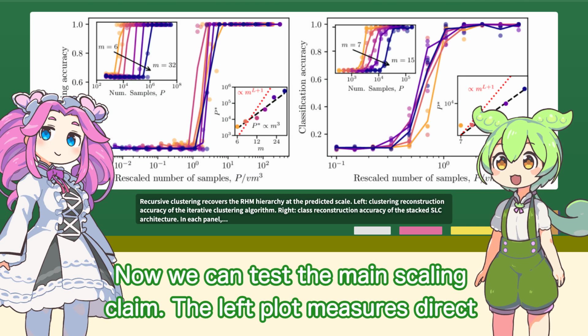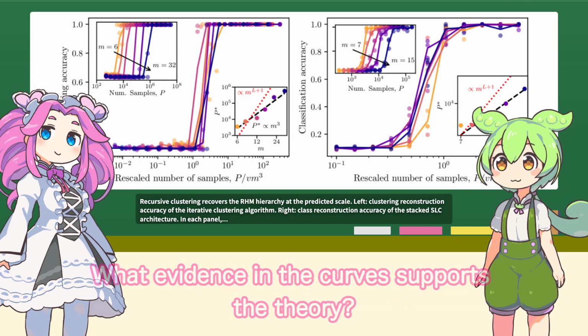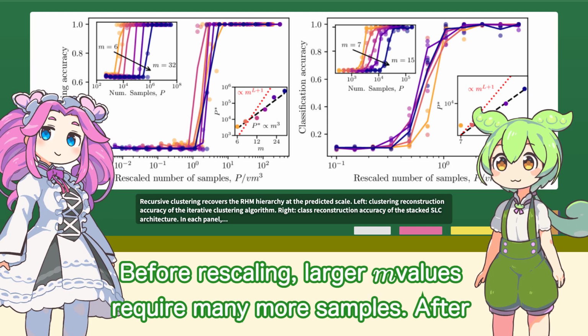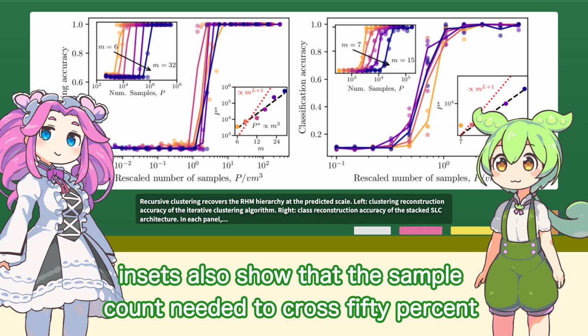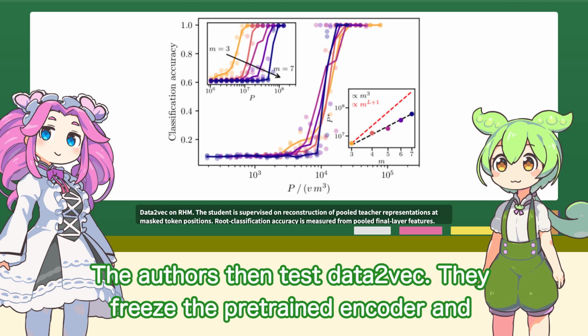Now we can test the main scaling claim. The left plot measures direct iterative clustering. What evidence in the curve supports the theory? Before rescaling, larger m values require many more samples. After dividing the horizontal axis by v times m cubed, the transition curves line up. The insets also show that the sample count needed to cross 50% accuracy follows m cubed, rather than the exponentially larger token prediction scaling. The authors then test data2vec.